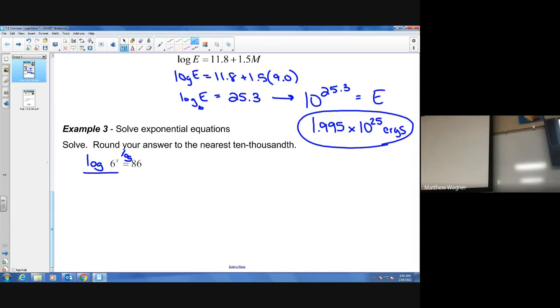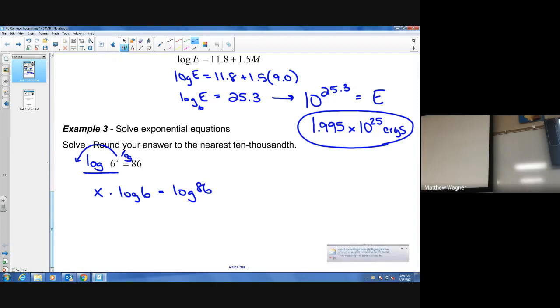Now, on this side, if you recall from yesterday, when we have a log of a power, that exponent can drop up front. So we have x times log of 6. And over here we have log of 86. Notice I didn't denote any base of my logarithm. All right. If we assume it's base 10, I can use my calculator now.